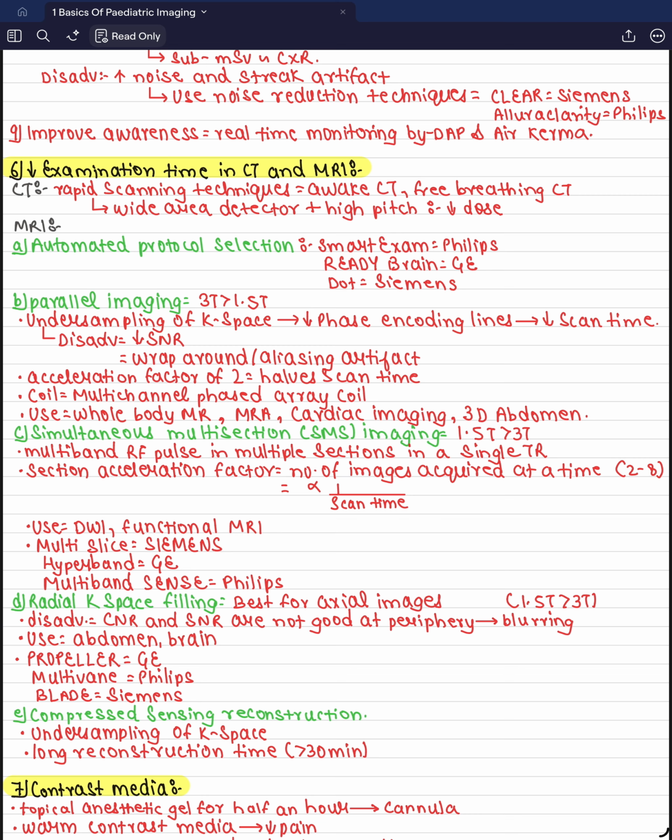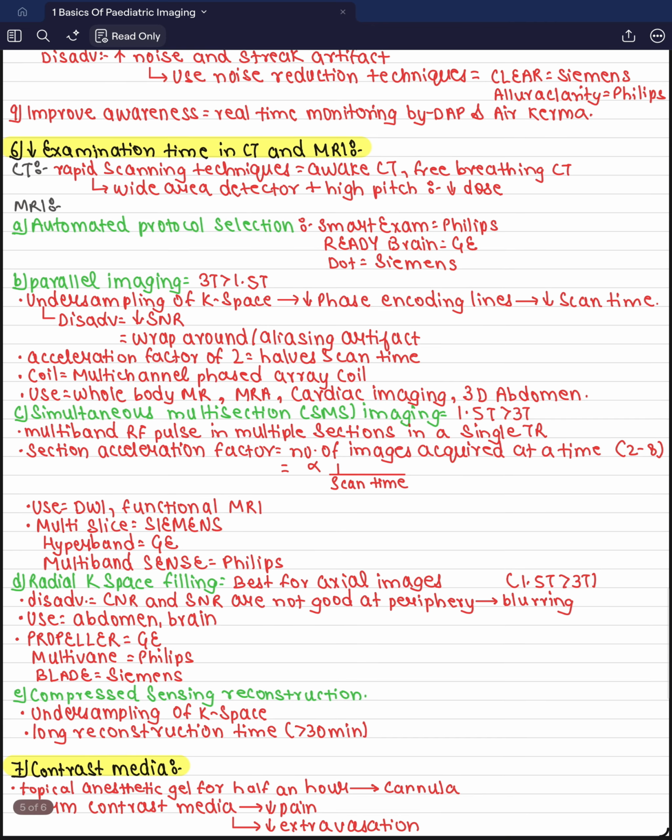What is the meaning of section acceleration factor? Section acceleration factor means how many images you are acquiring at a time. Usually it is 2 to 8. So the higher the acceleration factor, the less the scan time. It is inversely proportional. Where do we use SMS imaging? In DWI, in functional MRI. In Siemens, it comes with the name of multi-slice. In GE, it is hyperband, and in Philips, it is multi-band sense.